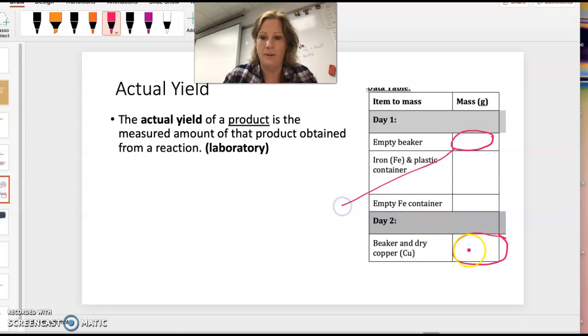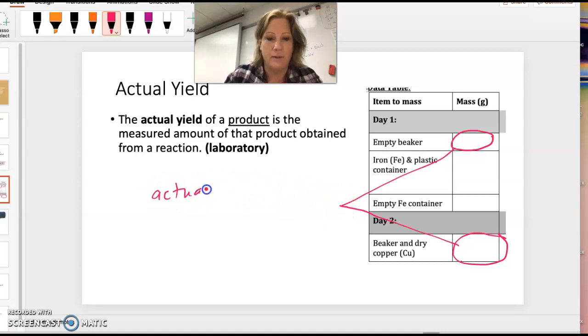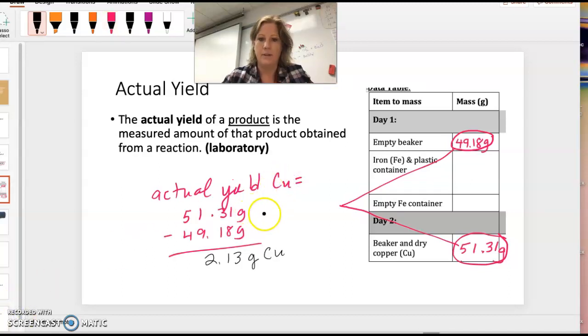So I'm going to let you guys go to your lab. If you haven't already calculated this value, which is really the actual yield of copper, how much copper did you make? I'll let you guys do that and come back. So I'm not sure what your data looks like, but for me, these are my numbers. When I subtracted, I get 2.13 grams of copper that I actually made in the lab.